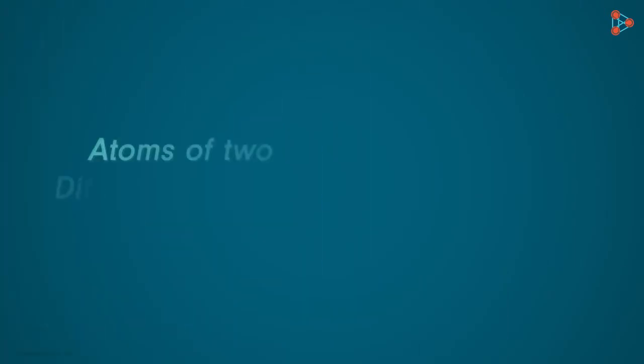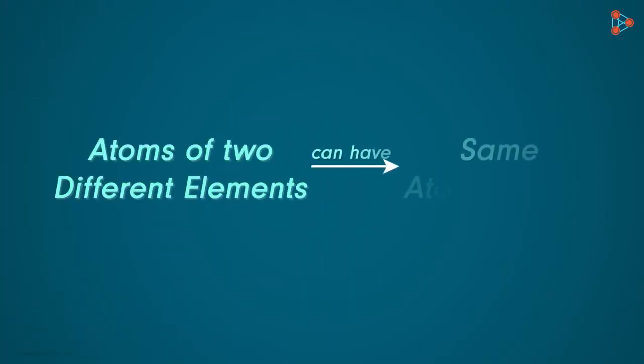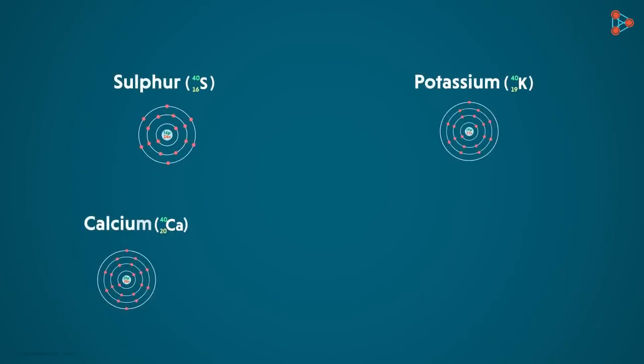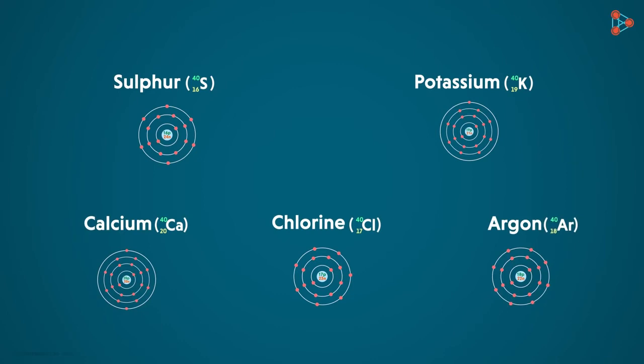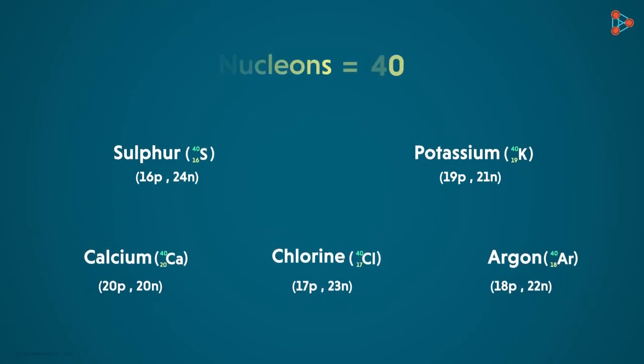But what if I tell you that atoms of 2 different elements can have the same atomic mass? Yes. Let's understand this with an example. We take 5 different elements: sulfur, potassium, calcium, chlorine, and argon. Now, if you notice, in each case the number of protons and neutrons is different. It's 16 and 24 here, 19 and 21 here, and so on. That's right. However, the total number of nucleons in each sums up to 40.